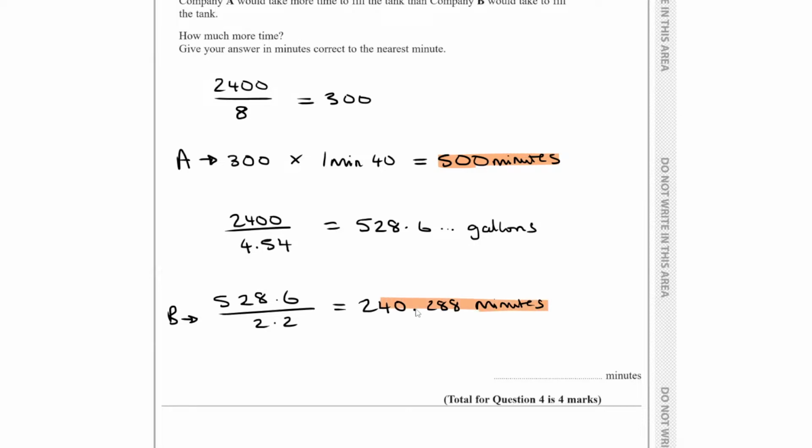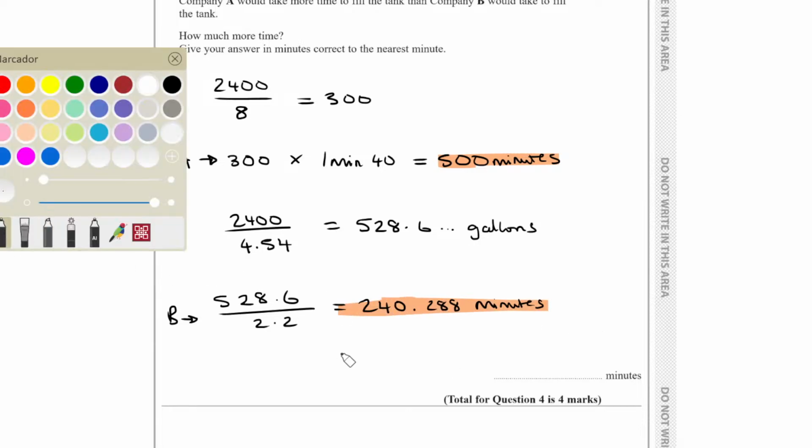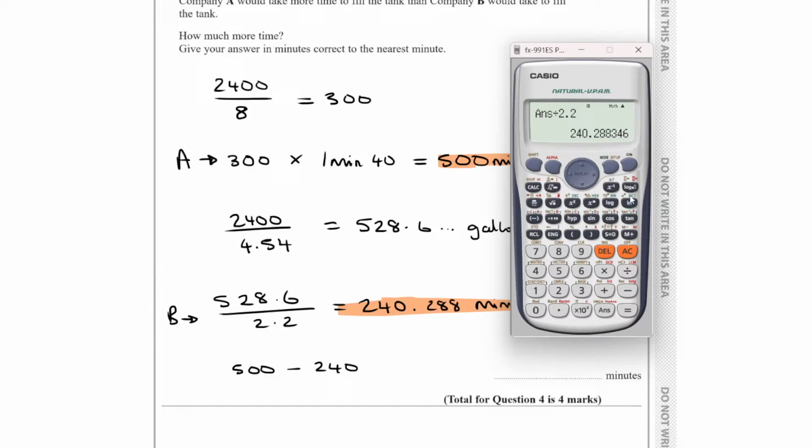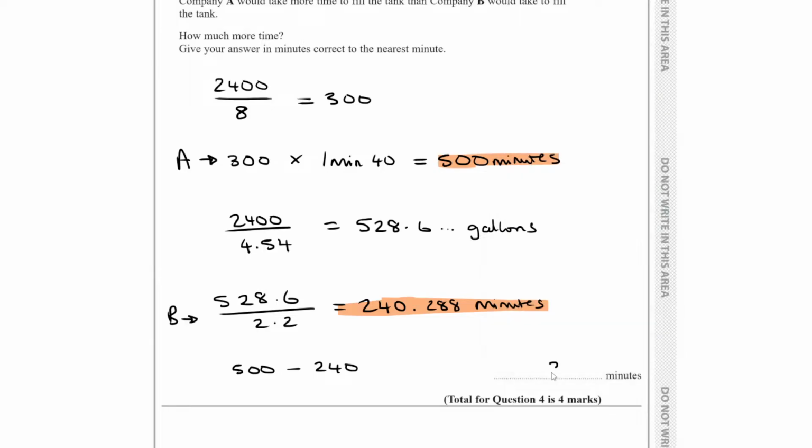We've got there and there. And then it said, well, how much more time did it take? So obviously now you just find the difference. Don't forget at the end to find the difference. 500 minus 240. I'm just minusing my answer. So I got 259.7, but they did say give your answer in minutes correct to the nearest minute. So that's obviously 260. That's what it rounds to. They have said anything between 259 and 260, so that's what we were saying about rounding, wasn't it?